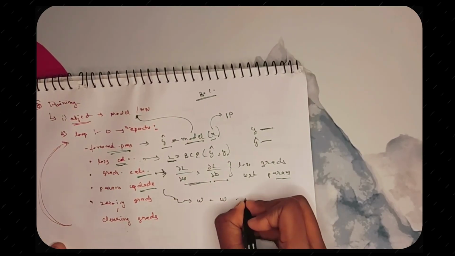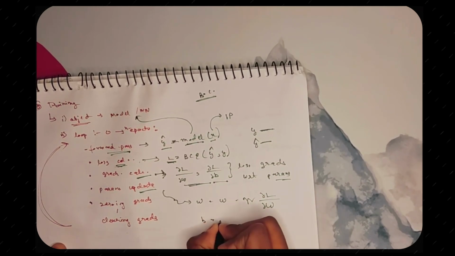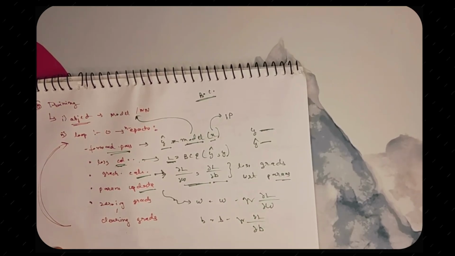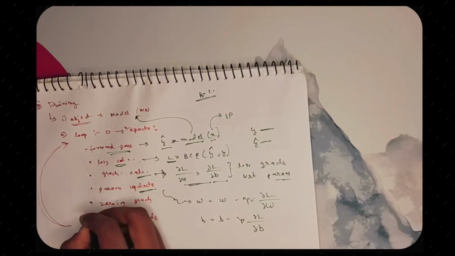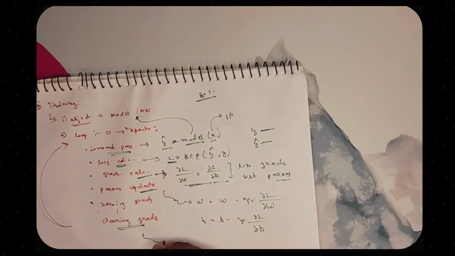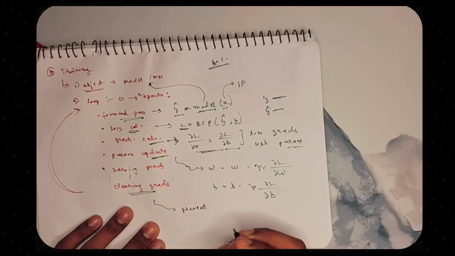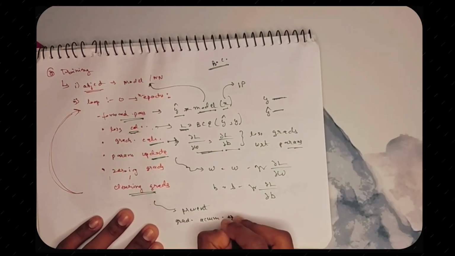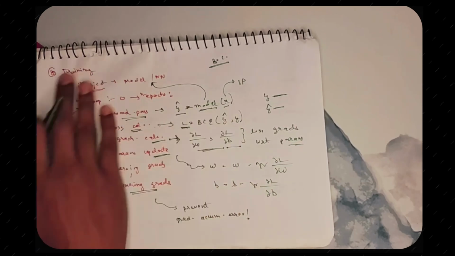So you know the logic: weight equals weight minus eta times del L by del W, and B equals B minus eta times del L by del B. So here I am updating my parameters, and finally I am clearing out my gradients. Why? To prevent gradient accumulation errors, right? And that is this whole training process.